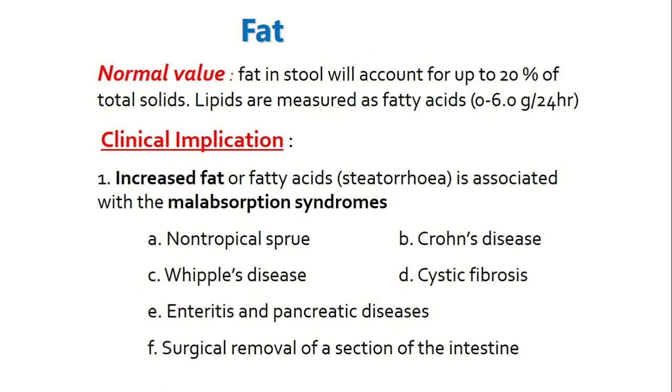Now fat. Normally fat in the stool accounts for 20% of the total solids, and usually increase in the fat is known as steatorrhea, and that is seen in malabsorption syndrome, particularly non-tropical sprue, Whipple's disease, Crohn's disease, cystic fibrosis, some pancreatic disorders. These are the conditions where you will find fat globules in the stool.